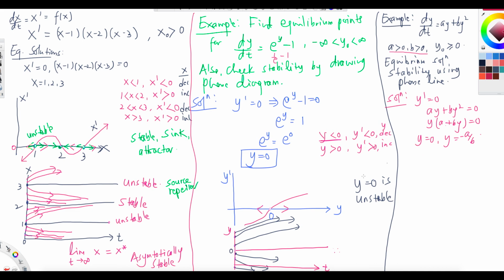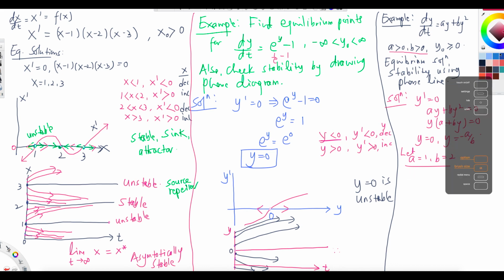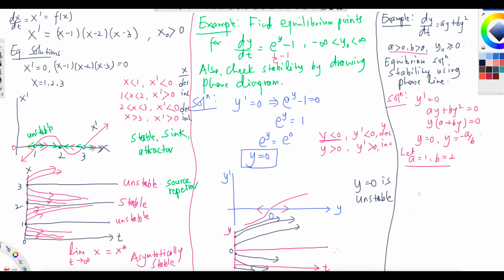So we want to draw the phase diagram or phase plane or phase line. For that we need to have the values of a and b. Let us consider that a is equal to 1 and b equals 2. We are assuming that, and we want to draw based on these values. Okay, so let us draw first y prime versus y. All right, guys, so let me do y prime versus y first. This is y prime. Let's say this is y.